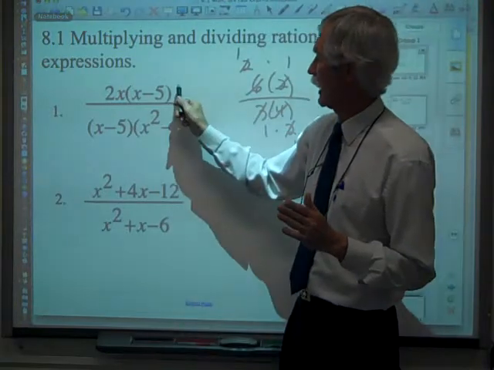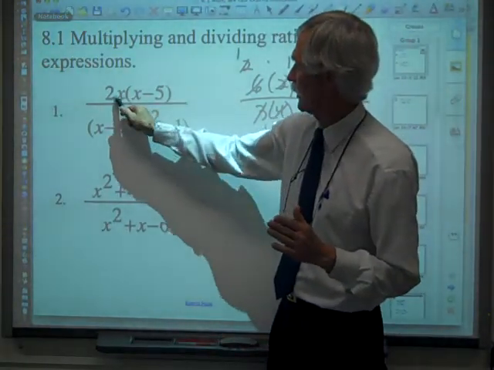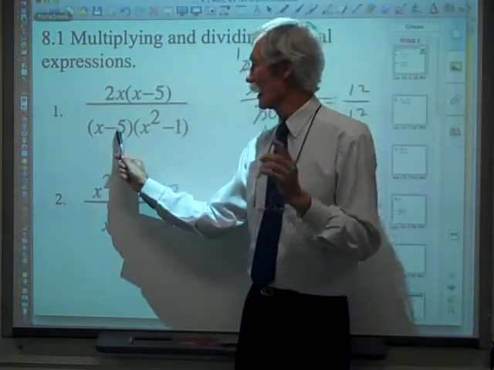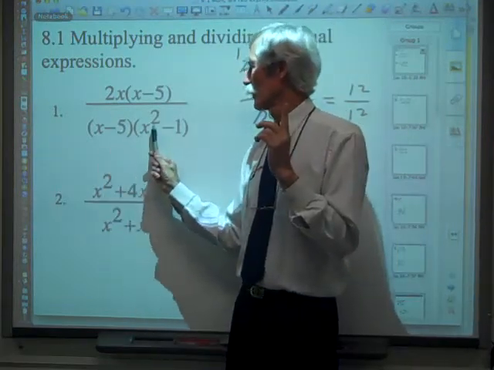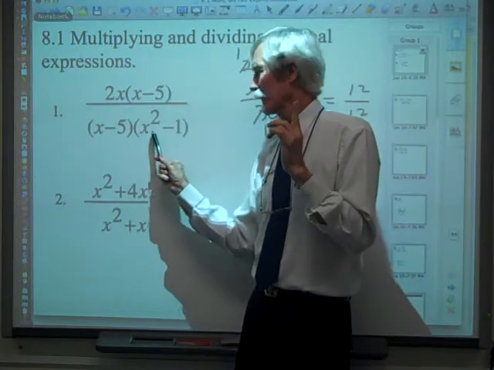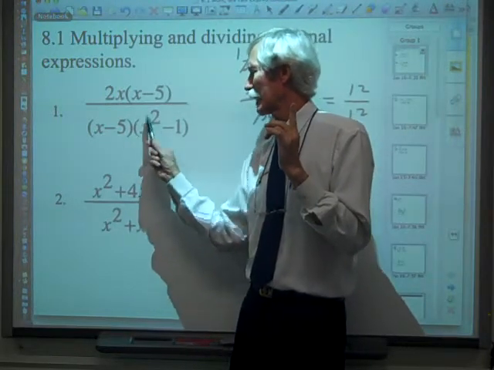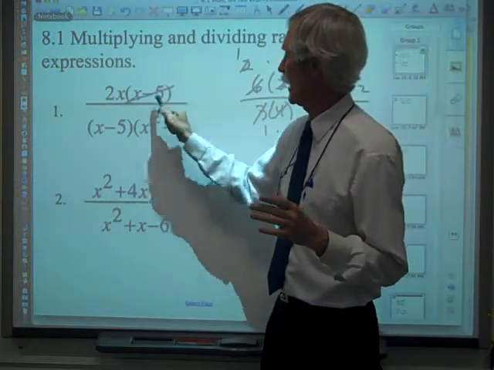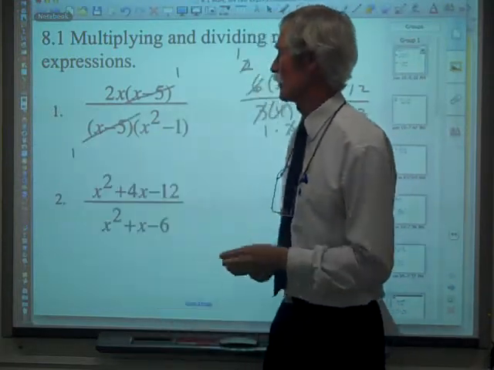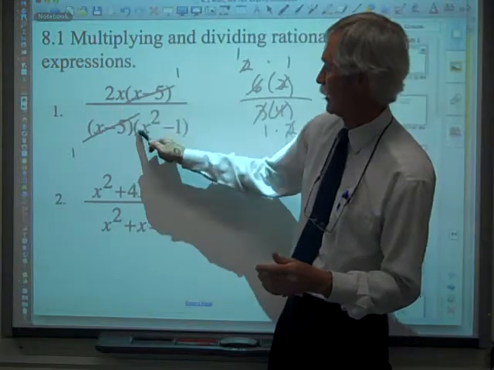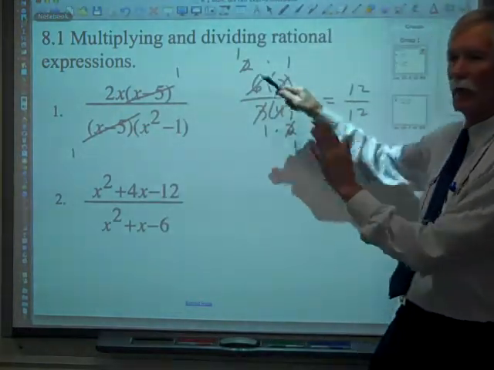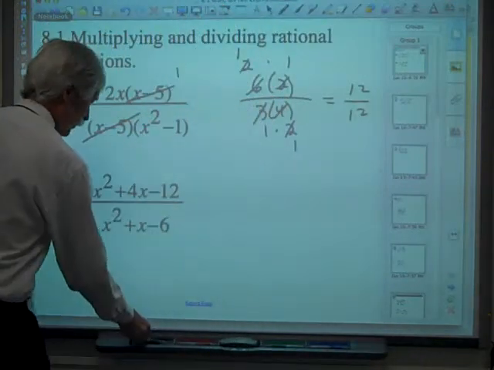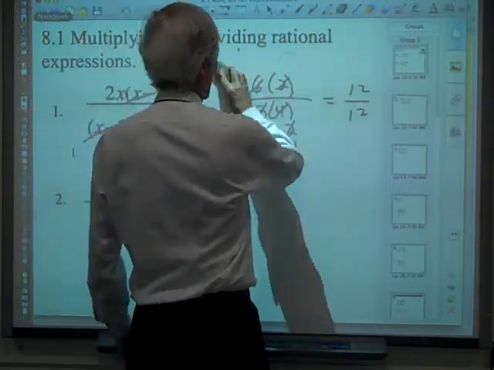But be sure and cancel, this is multiplying, that's multiplying, this is multiplying, this is multiplying. Do not ever reach inside. Don't reach inside of a little bracket and try to cancel like that x with that x. That's bad math. But if you can get this whole bracket to cancel with this whole bracket, since these are multiplying, with multiplying you can cancel at will. Okay?